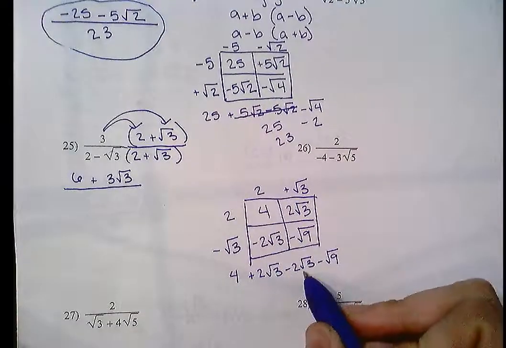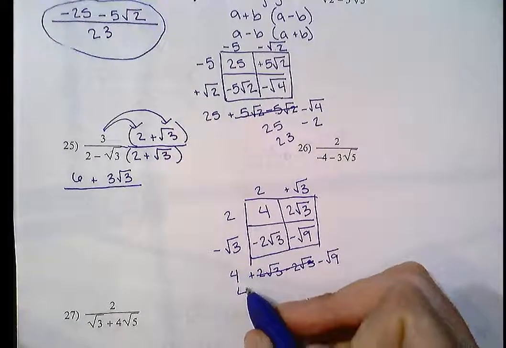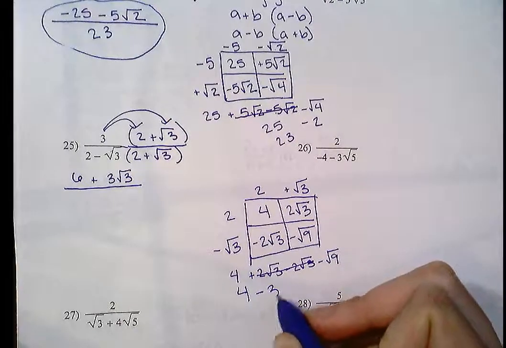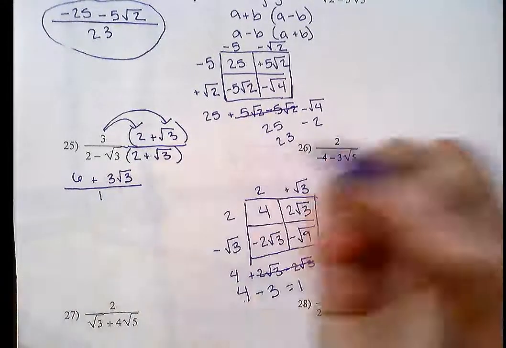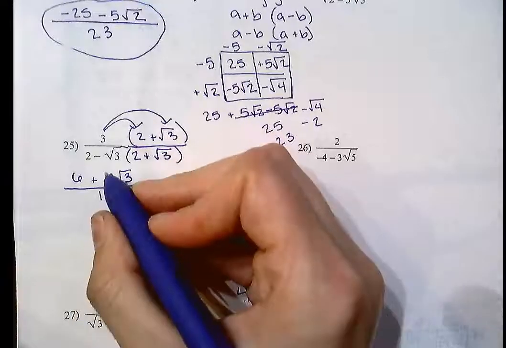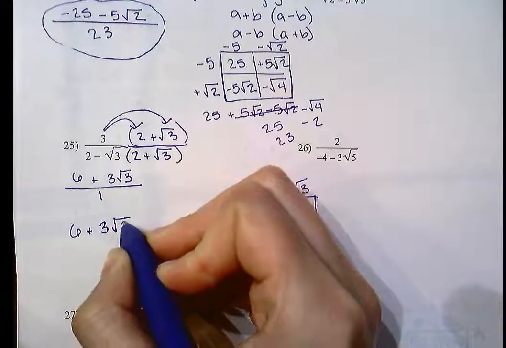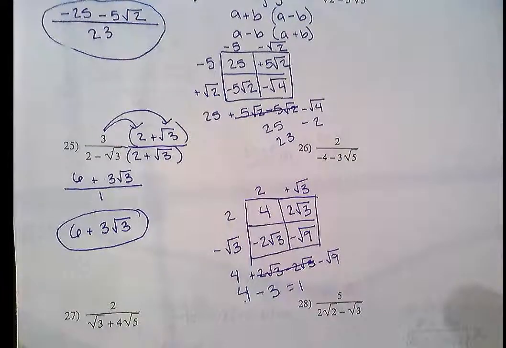You combine your like terms here, and they cancel out. So I have 4 minus, the square root of 9 is 3. So 4 minus 3 is 1. And if you divide anything by 1, it's going to end up being itself. So actually the easier way to write this is just 6 plus 3 square root 3.